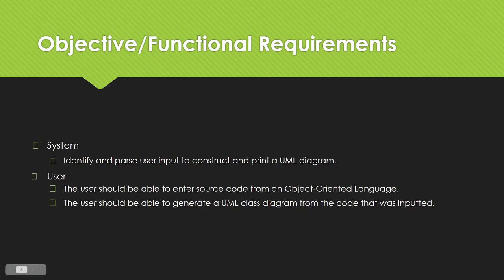Now for our objectives and our functional requirements. As for the system itself, it shall be able to identify and parse the user input to construct and print a UML diagram. The user should be able to enter source code, primarily being from Java and other object-oriented languages. And as well as this, the user shall be able to generate a UML class diagram from the code that was inputted into the system.